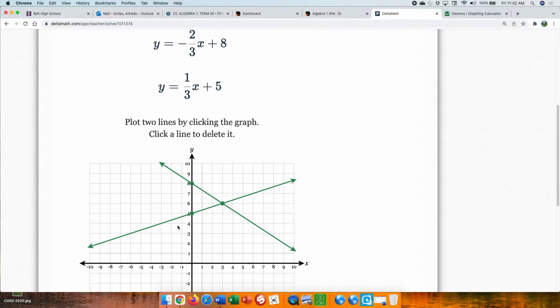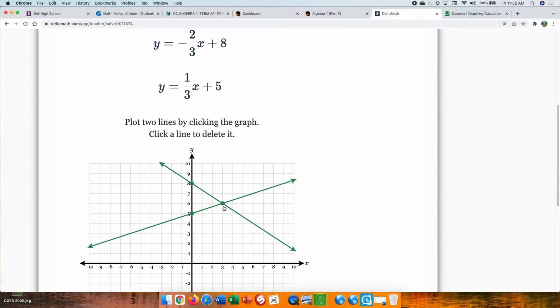The solution, right? Because this line has a lot of points, a lot of solutions. Every point here, every coordinate is a solution to this line. Same thing for this other line. All these points that are on this line, they're solutions only to this line. But obviously, this is the point that they both have in common. That is the solution to the system.